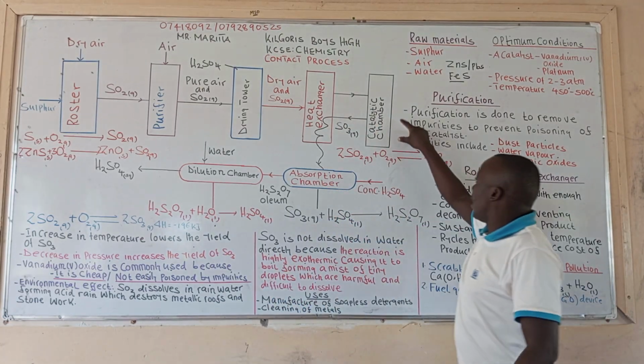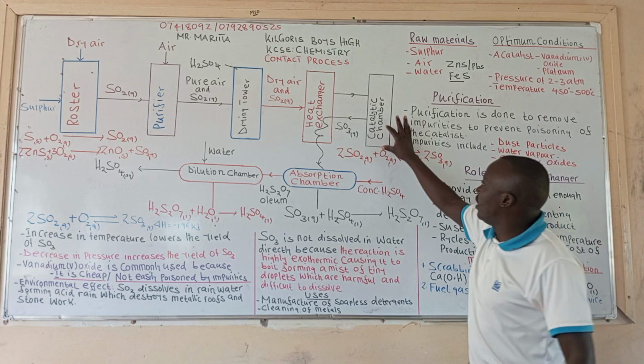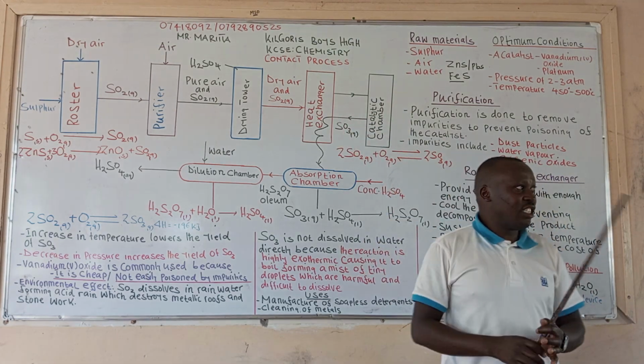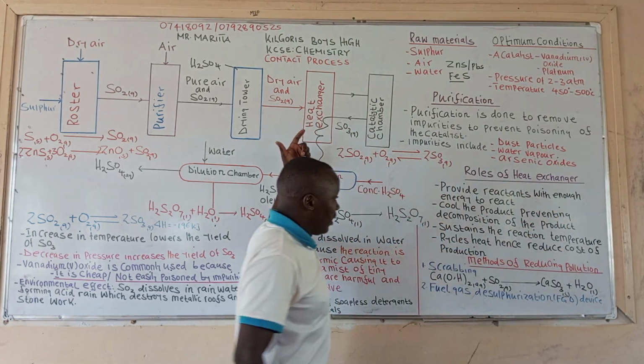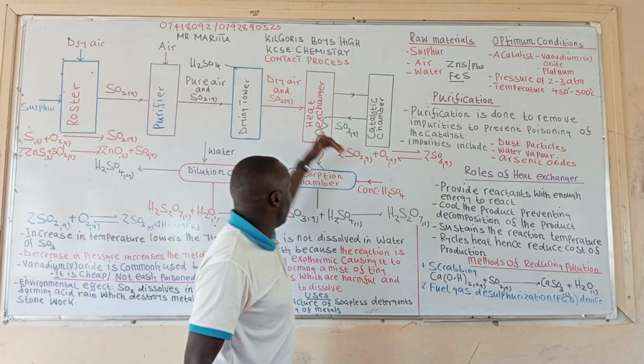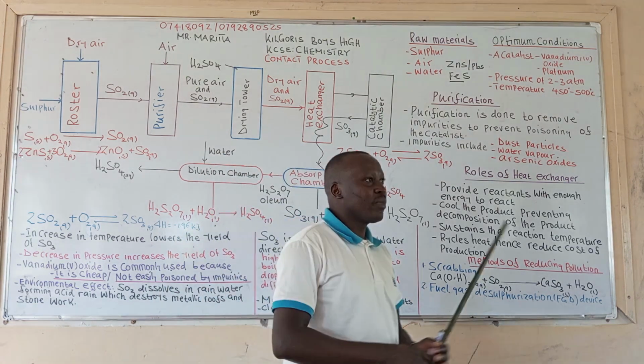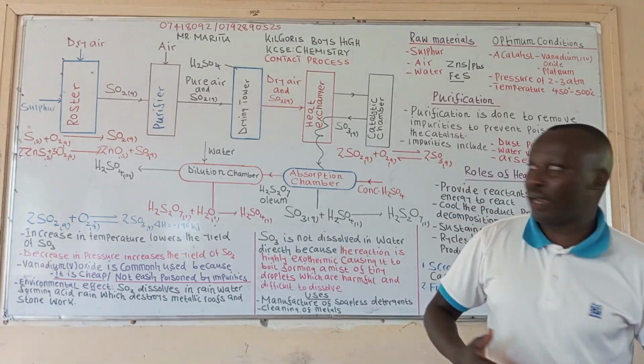From the catalytic chamber, the gas, the product, that is the sulfur 6 oxide, is taken back to the heat exchanger. In the heat exchanger now, as I've said, they are taken back here to be cooled down. So once these gases have been cooled, they are taken into the absorption chamber. In the absorption chamber, this is what is happening.